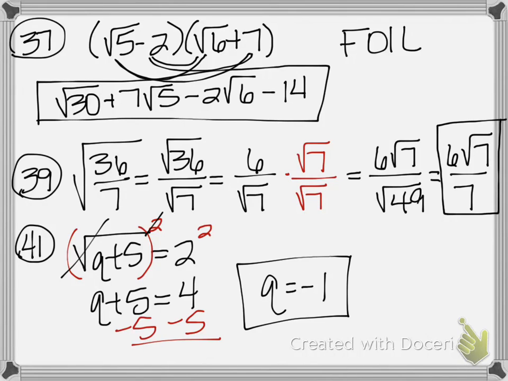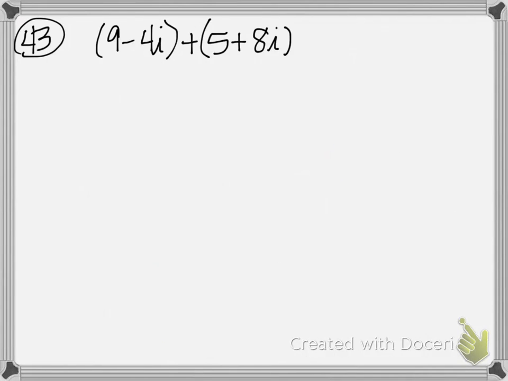Final answer. 43 is an addition problem with i in it. And we are just going to combine like terms since it is an addition problem. So I have 9 and 5, which would be 14. And I have negative 14 and a plus 8i, so that's going to be plus 4i. And that's it. Recall that i equals the square root of negative 1. We can't combine 4i and 14 because they're not like terms. So that's as far as we can go with that one.